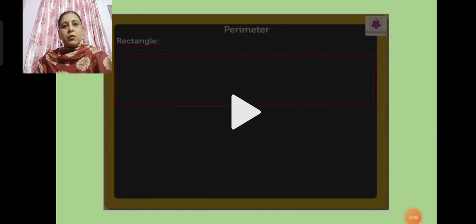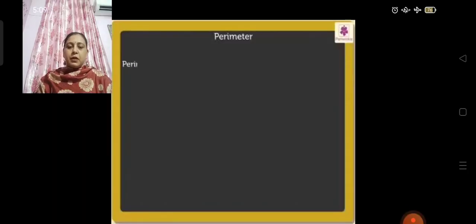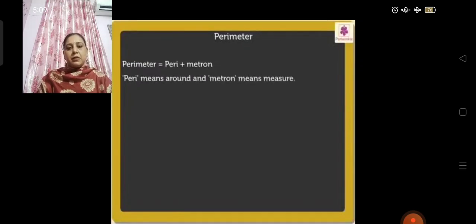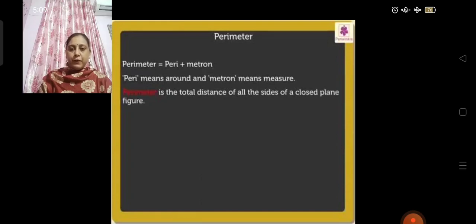Now let us see what is perimeter. Perimeter is a combination of two words: one as peri, another as meter. Peri means around and meter means measure. So we can say that perimeter is the total distance of all the sides of a closed plane figure.